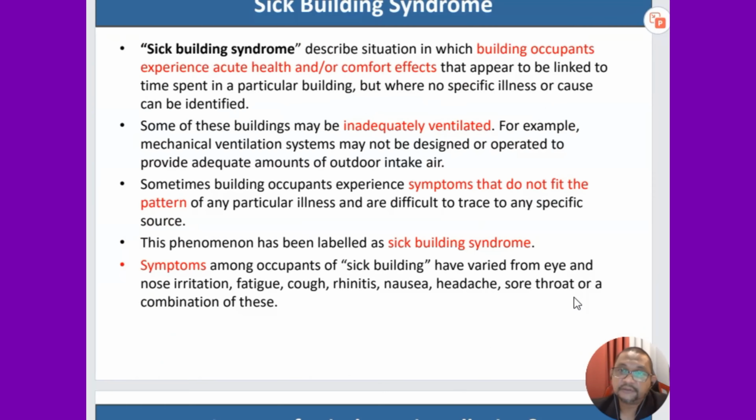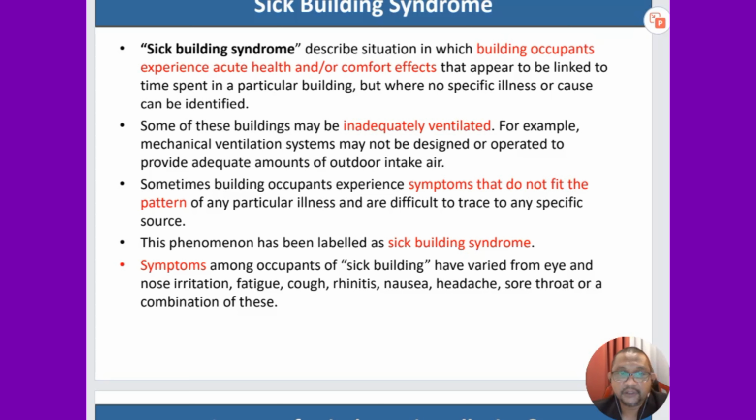What will cause sick building syndrome? Number one is poor ventilation. Insufficient fresh air or ineffective distribution of air can lead to the build-up of pollution. This is one of the most common contributors to SBS.